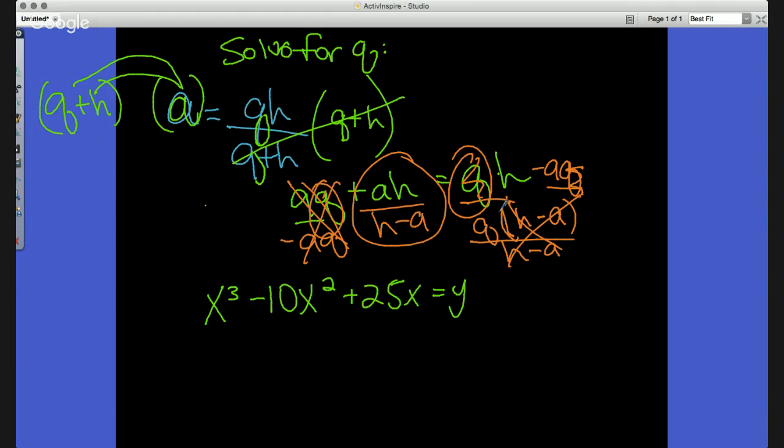So that's kind of the strategy. If I get multiple Q's, get them on one side. Once I get those fractions out of there, then I can factor out a Q and divide if I need to on that problem. Okay? All right, last one.